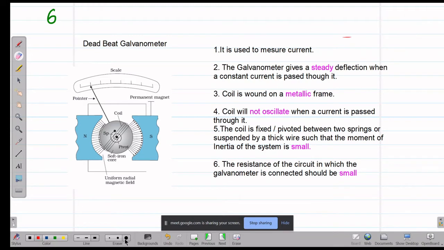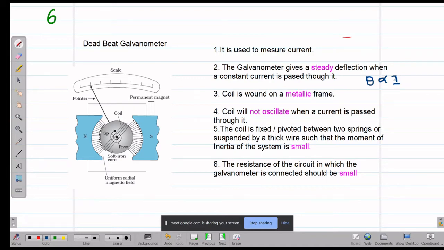I have shown here. A deadbeat galvanometer, first of all, is used to measure current. It is used to measure constant current. The most important point is, in a deadbeat galvanometer, when a constant current flows through it, the coil will deflect and stay deflected in a constant position. The galvanometer will give a steady deflection when a constant current is passed through it. And this deflection theta will be proportional to the current I that is passed through it. And hence, we can calibrate the scale of the galvanometer to measure current directly.